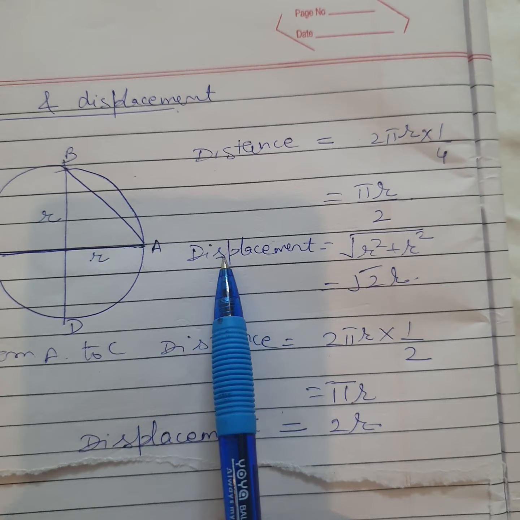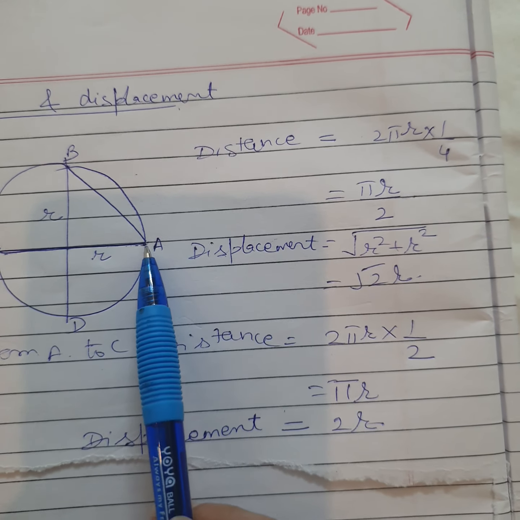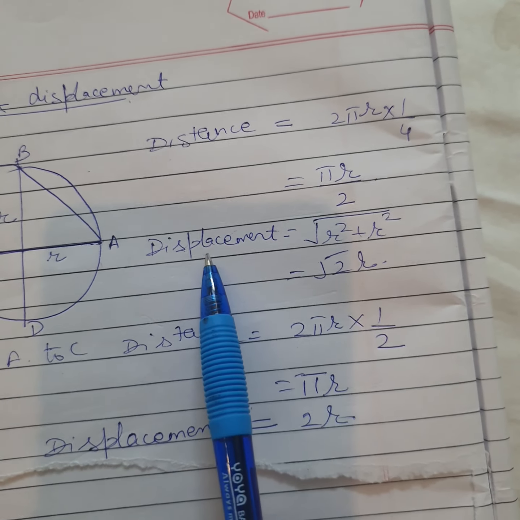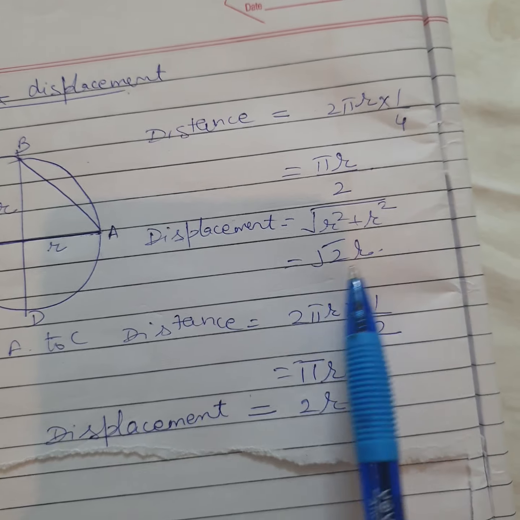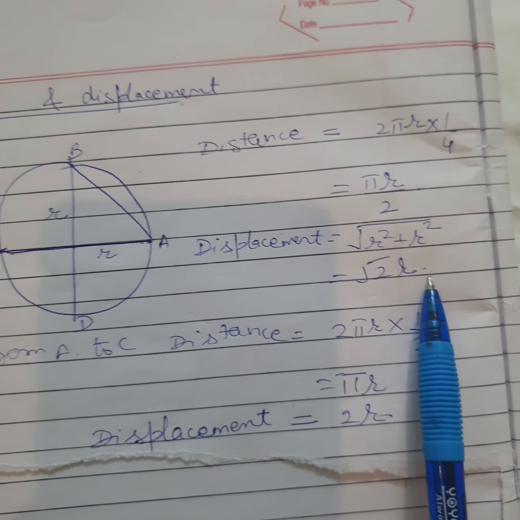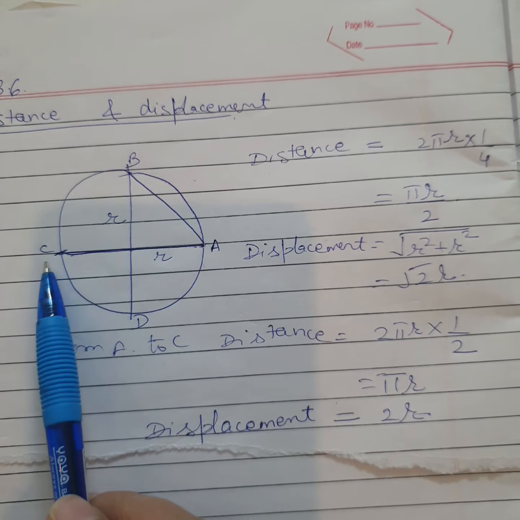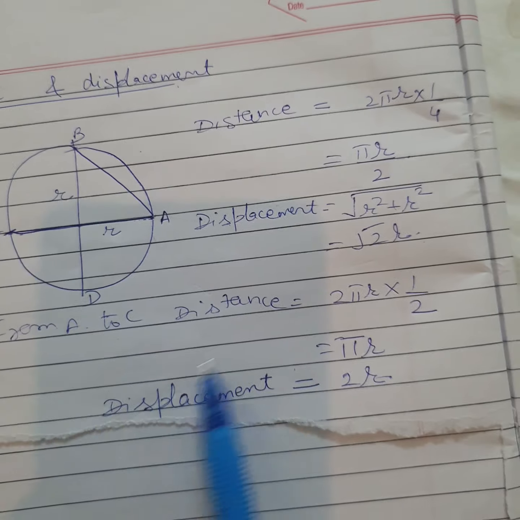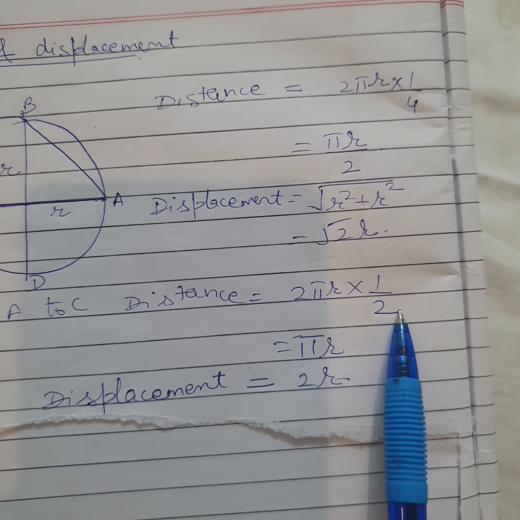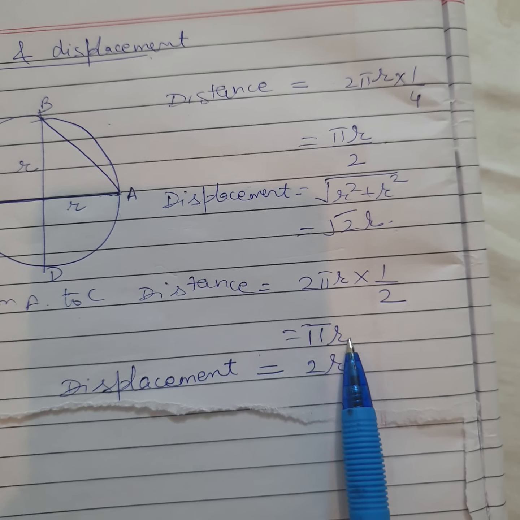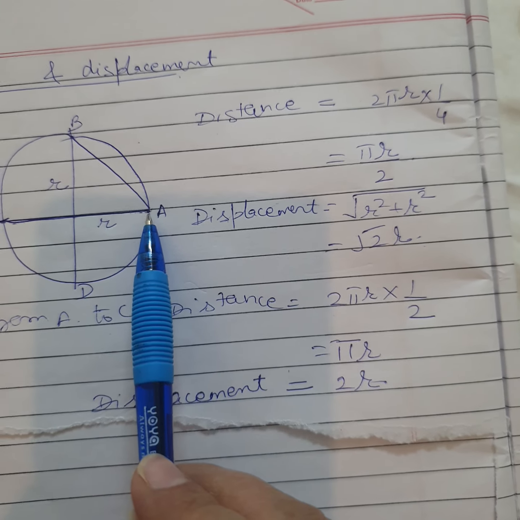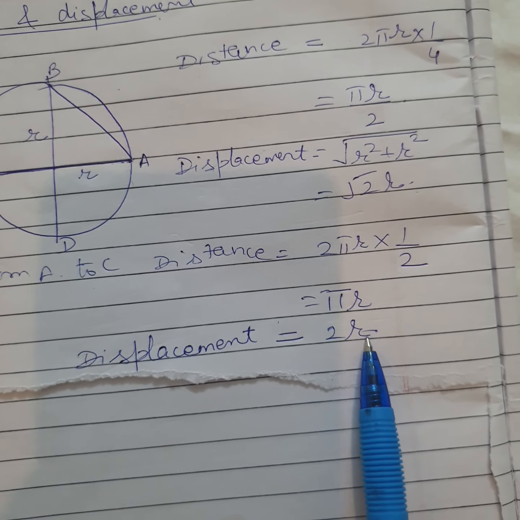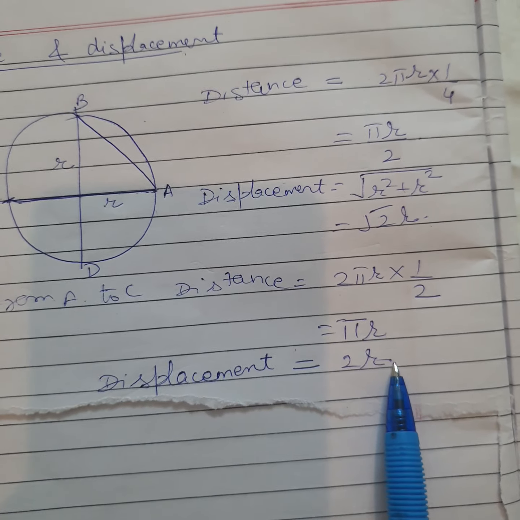Now, next is displacement. Displacement is the shortest distance from A to B. By using Pythagoras theorem, displacement is equal to root of r square plus r square, which is root 2 r. Now, next part is from A to C. From A to C, the object covers half the distance, 2 pi r into 1 by 2, that is equal to pi r. Displacement is the shortest distance from A to C, that is equal to 2r, or the diameter of the circle.